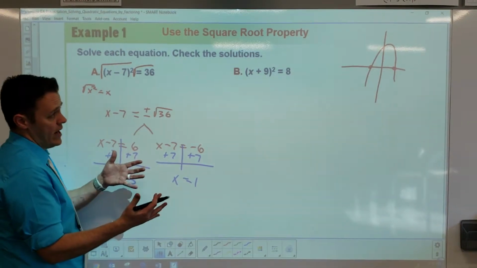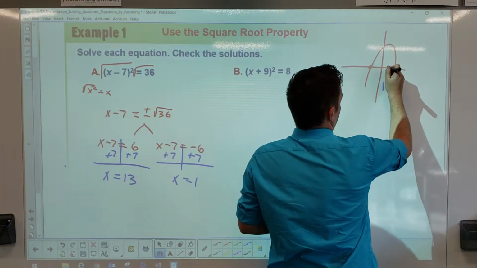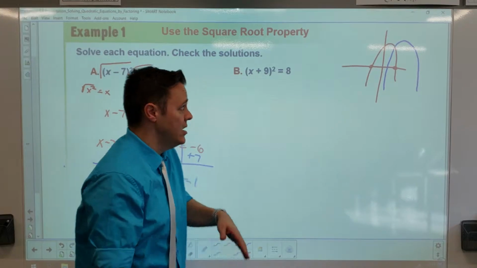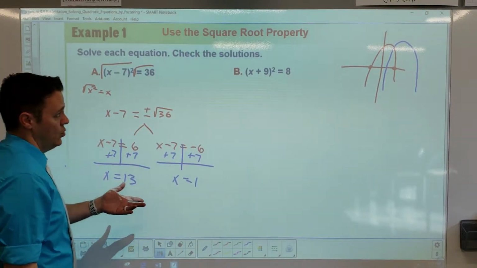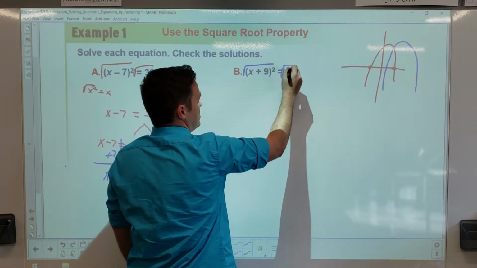So if I were to graph this, my graph would come up at 1 and come down way over at 13. That's how the one in blue would be. This one right here, same thing: square root and square root.